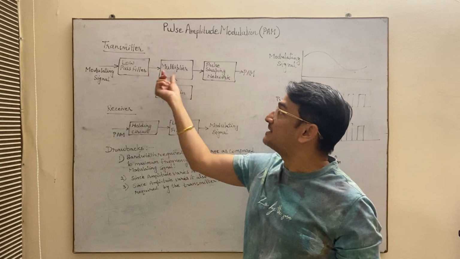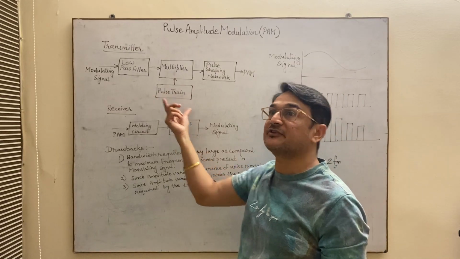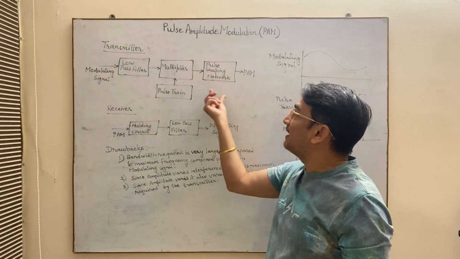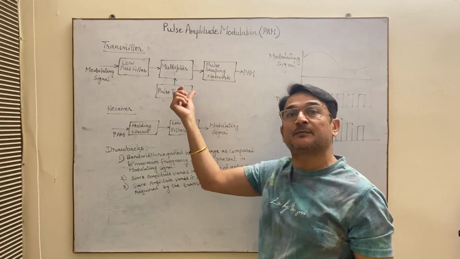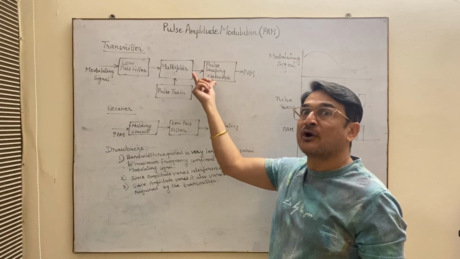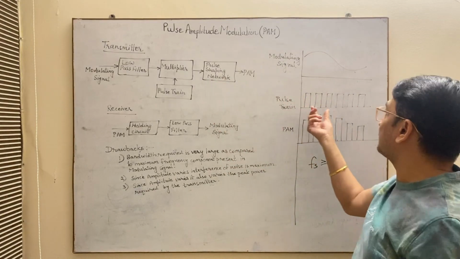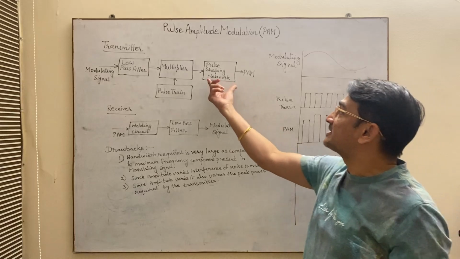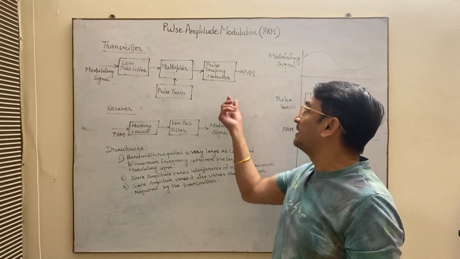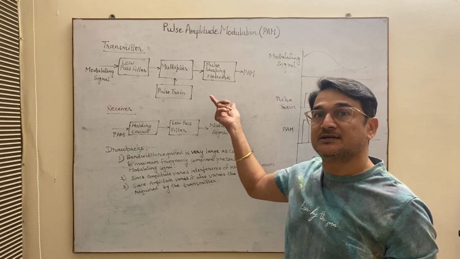Then this filtered signal is given to the multiplier, and at the second input of the multiplier we are giving the pulse train. So this pulse train and this modulating signal get multiplied and give the output as a pulse amplitude modulated signal. But this output is passed through the pulse shaping network. It will shape the pulses according to the width and the height. This pulse shaping network helps the pulses acquire a proper shape. Then the output of this pulse shaping network is the desired pulse amplitude modulated signal.